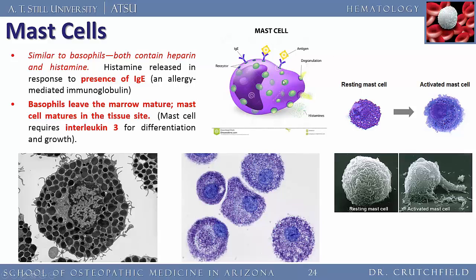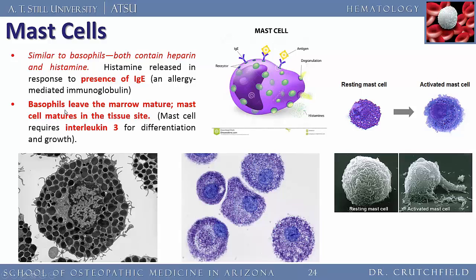So here's our mast cell. Here's our resting mast cell, and then after he's gone over and done some karate and kung fu, he's activated. He's shed a lot of his granules, and here we can see a lot of these mast cells under high magnification. Again, they have lots of granules here on this electron photomicrograph. Here's the single nucleus. These guys are full of heparin and histamine. The basophils leave the marrow mature, whereas the mast cells mature in the tissue site.